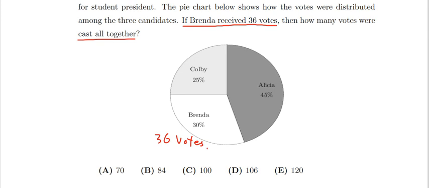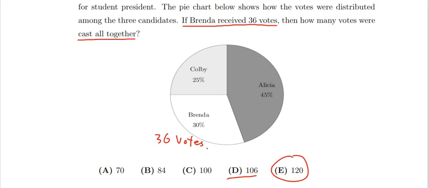Okay, if this person received 30 watts, the total would be 100. But 30% is 36, so the total is more than 100, right? So I think we should choose 120, comparing only D or C. So we choose E.